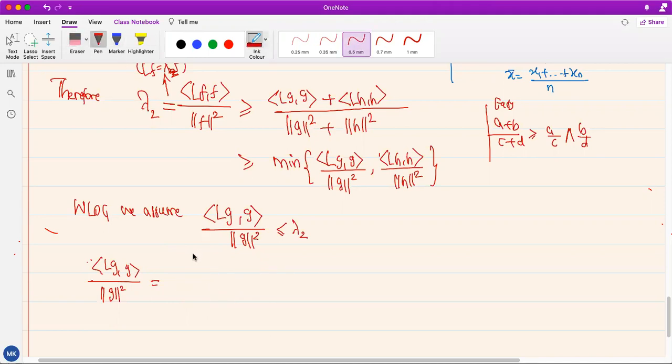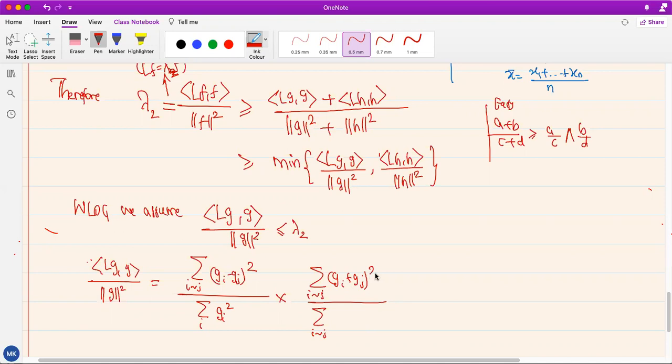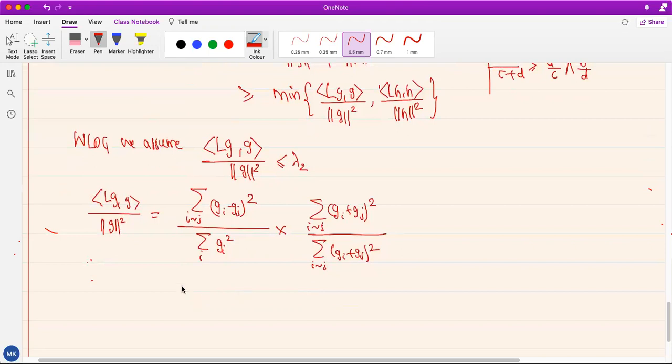Okay, what is this? LG inner product G is the sum over all edges of (gi minus gj) square, and norm G square is the sum over all vertices of gi square. Okay. What I am going to do is multiply by this strange quantity, the sum over edges of (gi plus gj) square, and divide by the same thing. Why I should do this, I cannot motivate, but let us do it anyway. I am just multiplying by one. The thing is, the numerator becomes nicer. So what happens to the numerator?